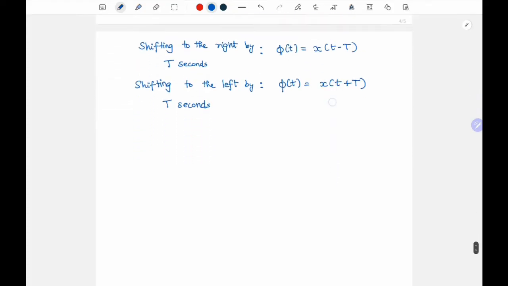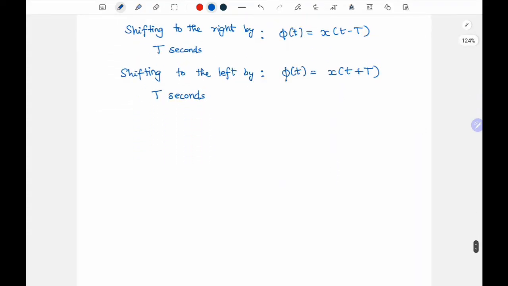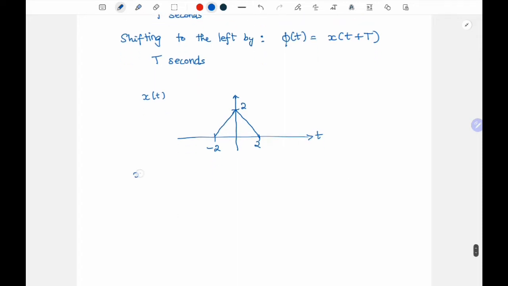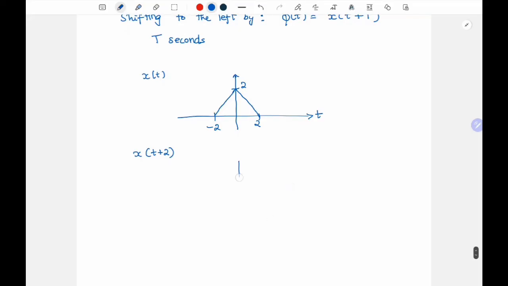Okay, if this is clear, let's see an example. Let's say x of t is again the same, or we can take the same triangular signal, from minus 2 to 2, and let's say the amplitude is 2. This is x of t with respect to time. And I want x of t plus 2. How will I do it? What should I do?